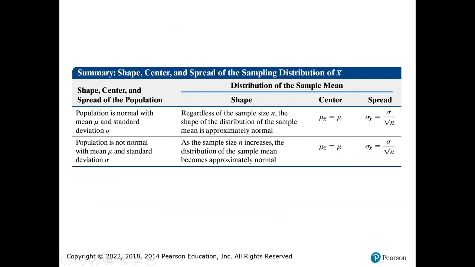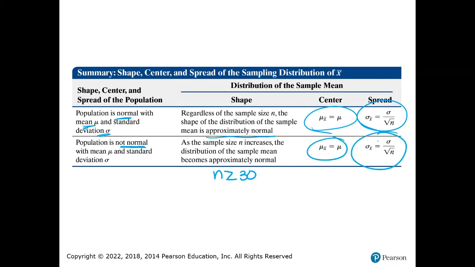If your population is normal, normal mean, normal standard deviation, regardless of the sample size, we will be approximately normal. Here's how we find our mean. Here's how we find our standard deviation. If our population is not normal, we need a sample size greater than or equal to 30, and my formulas will still be the same.